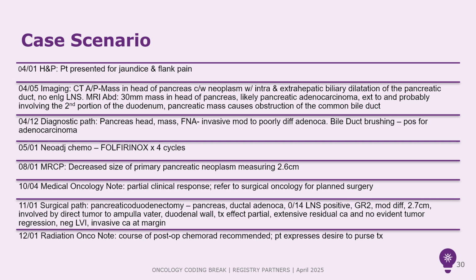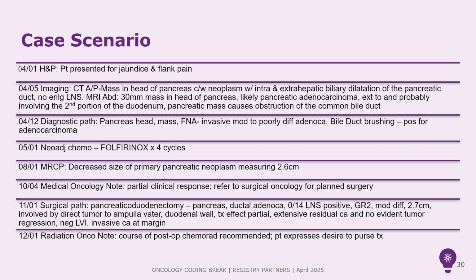The patient had the surgery on 11.1, pancreaticoduodenectomy, showed a pancreas ductal adenocarcinoma, 0 out of 14 lymph nodes positive, grade 2 moderately differentiated, 2.7 centimeters for the size, involved by direct tumor to the ampulla of Vater, duodenal wall. There was a treatment effect that was partial. There was extensive residual carcinoma and no evident tumor regression. The LVI was negative with invasive carcinoma at the margin.